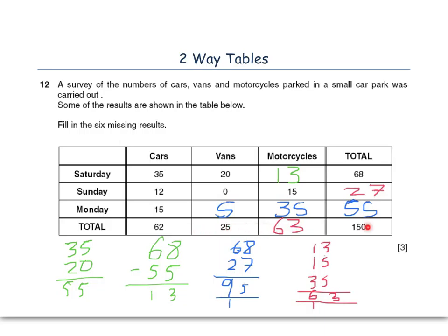Now the only extra thing you could be asked to find from a two-way table is the probability that, for example, what is the probability of getting a van on Saturday? Well, there was 20 vans on Saturday out of overall 150, so it would have been 20 out of 150 as a fraction. But this is a really key thing to make sure you're showing all your work in, to make sure you don't make any silly little mistakes when doing two-way tables.